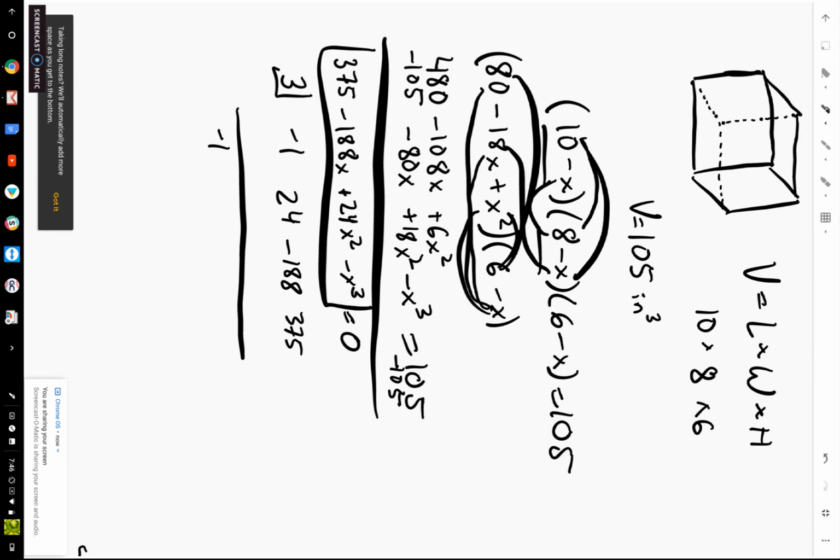bring down my -1, multiply by 3, that gives me -3. Add them up, you get 21 times 3, you get 63. Add those up, you get -125 times 3 is -375. And obviously 375 cancels out with -375. Once you get your remainder 0, you know that the number in the box was your solution, which means that Stefan needs to reduce each of these dimensions by 3 inches.